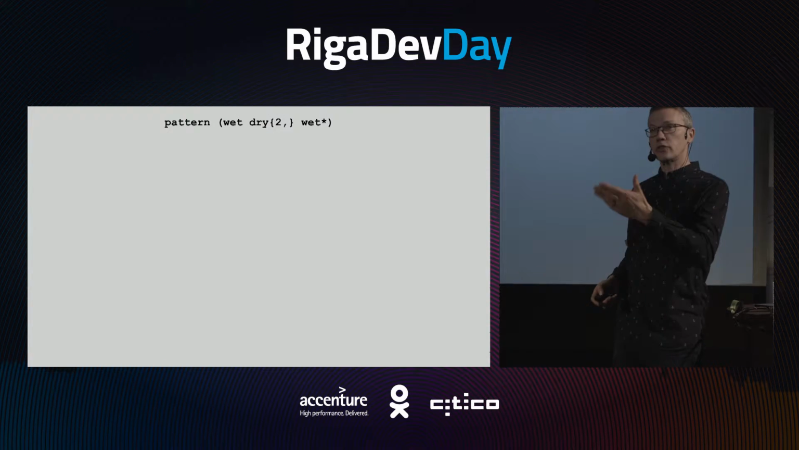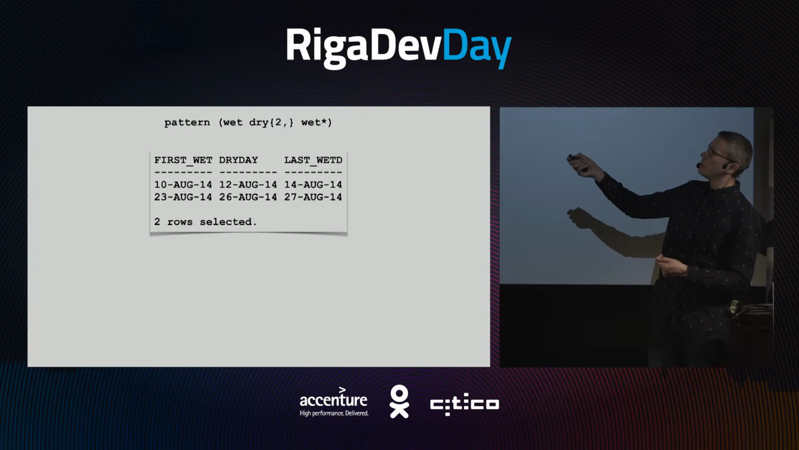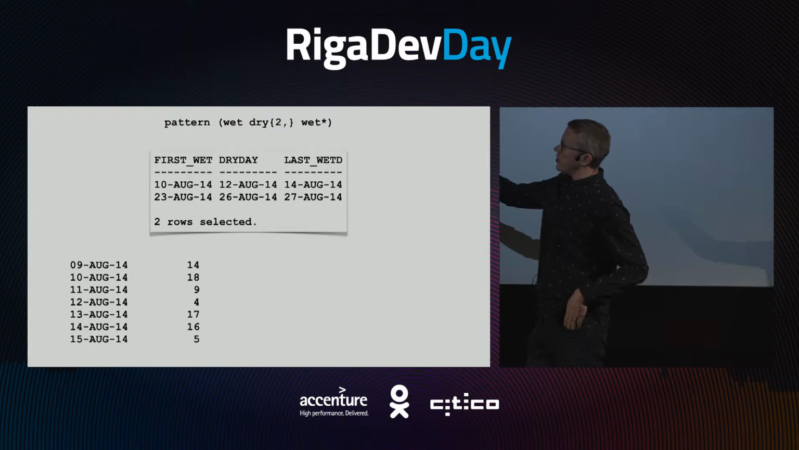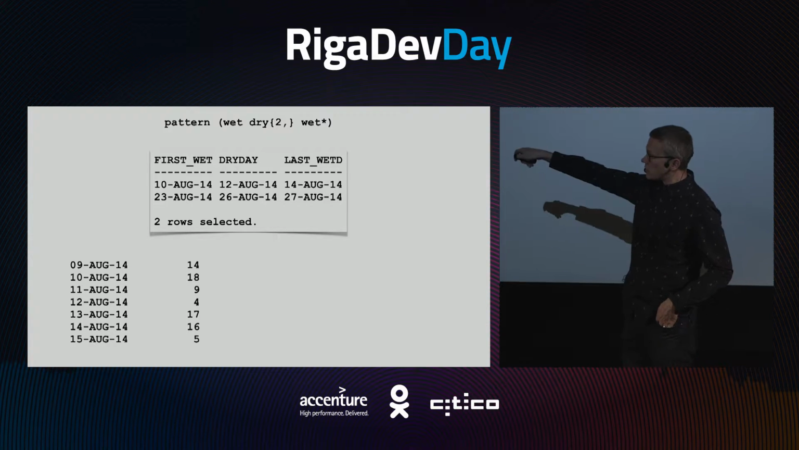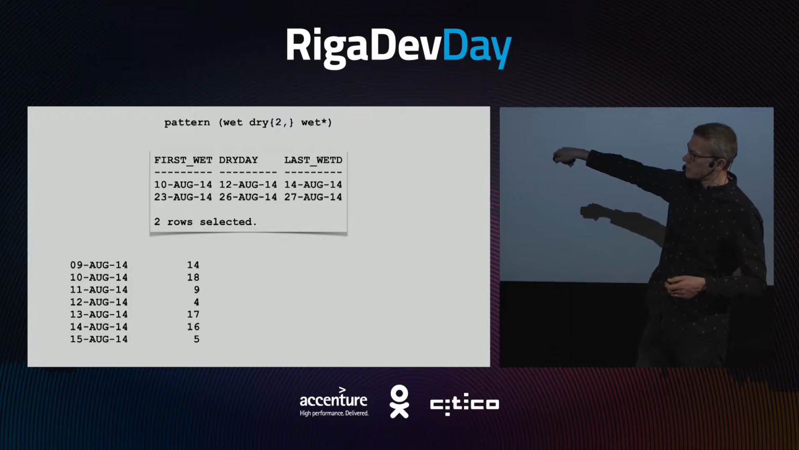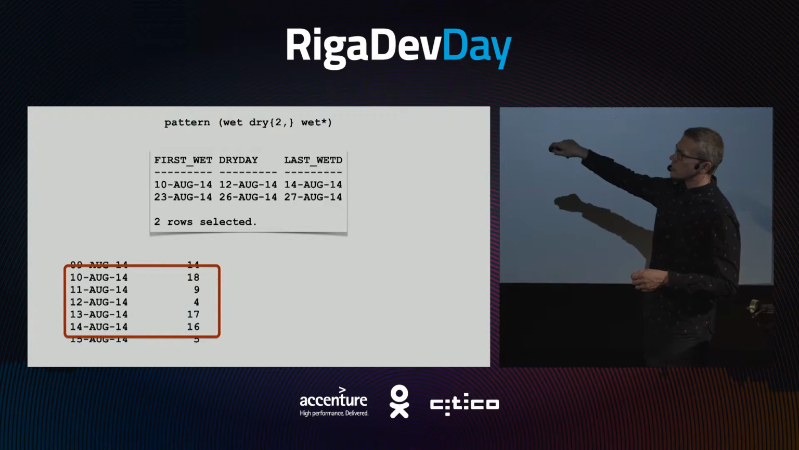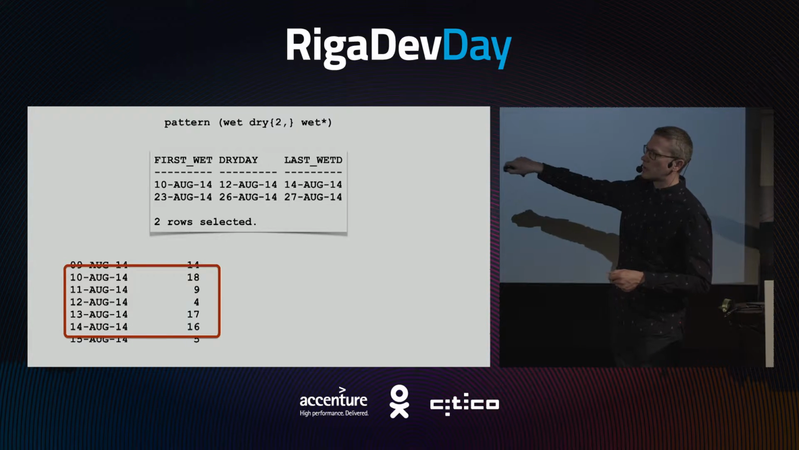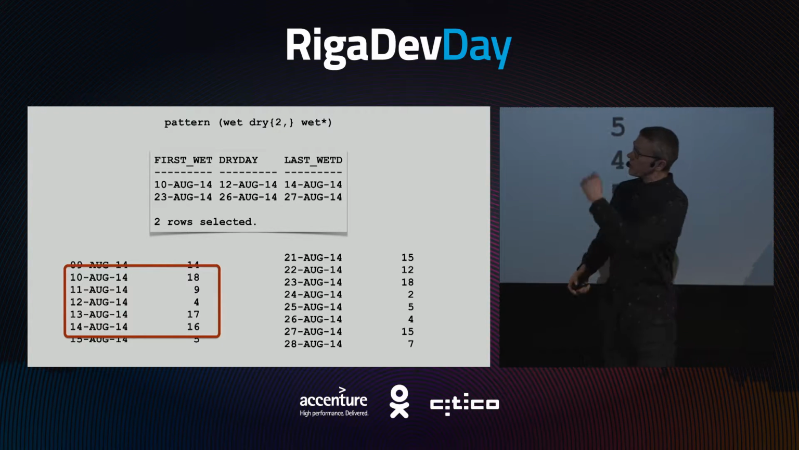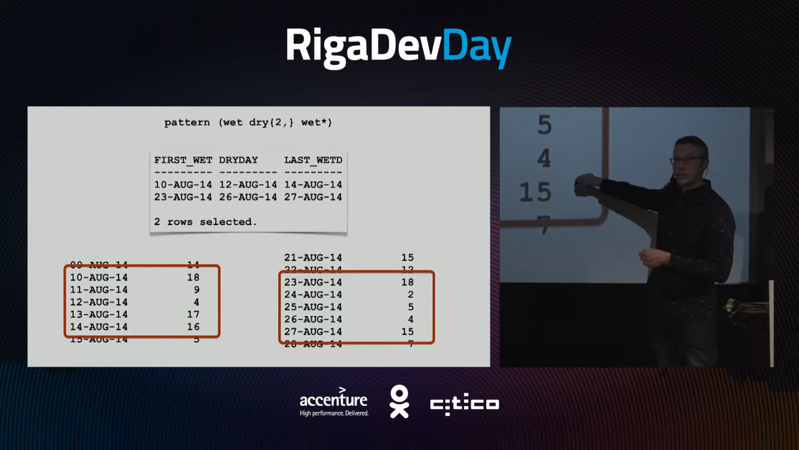The results you get back from a query using that MATCH_RECOGNIZE are your first wet day, your first dry day, and your last wet day. If you look at the data, like August 10 to 12, August 10 is a wet day because it's more than 10. You have a couple of dry days, and another wet day or 2 wet days behind it. So you get August 10 over there, August 12 as your last dry day, and your last wet day on August 14th. The second row in that output has the same kind of pattern: wet, 3 dry days, and another wet day.